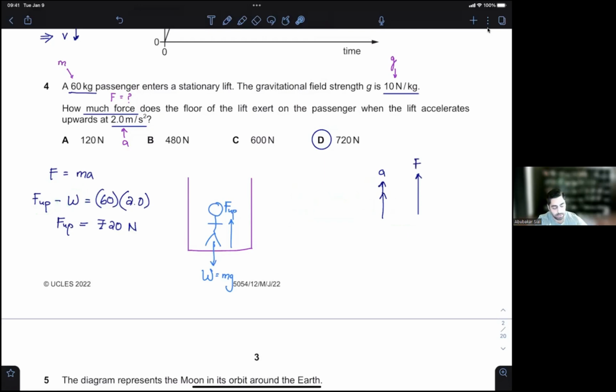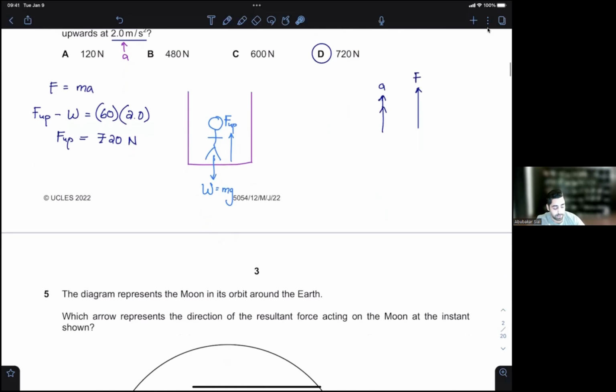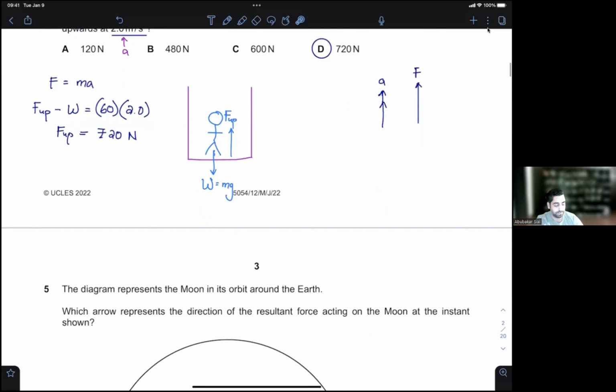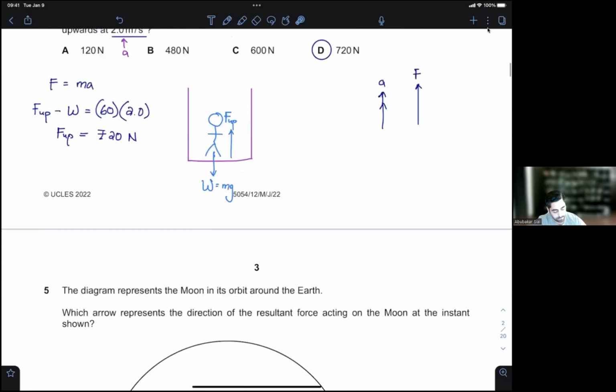If you were to switch the two, if you were to do weight minus the upward force, then in that case, you'll get a negative result here. But the magnitude will still be correct. So even if you did that by mistake, you'd still, but you have to be careful with the signs. And how do you do that? You just remember that A and F are always in the same direction.